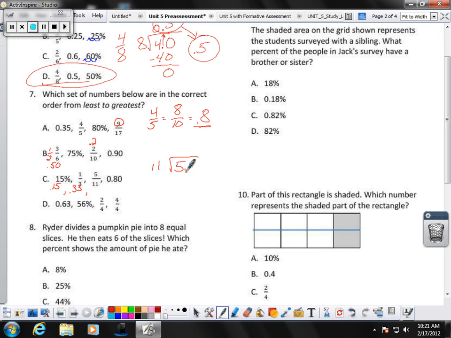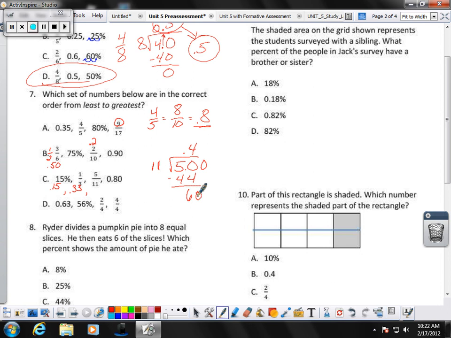5 divided by 11. Decimal point, add a 0. 11 goes into 55 4 times. That's 44. I subtract, or 11 goes into 50, I'm sorry. I subtract, and I get, what do we get? 50 minus 44 is 6. Add a 0, bring it down.